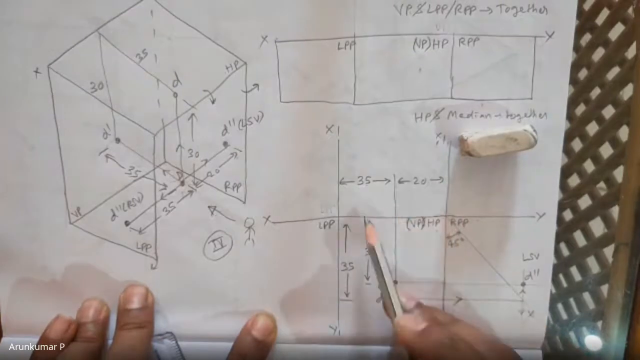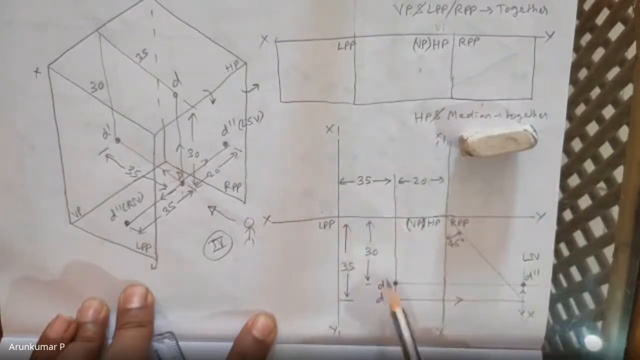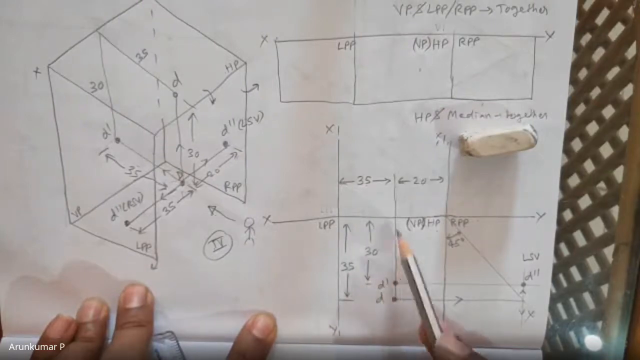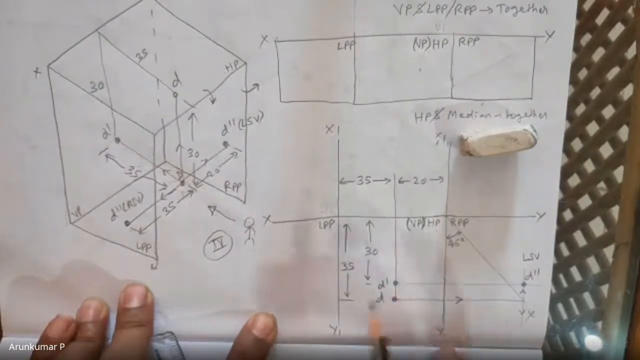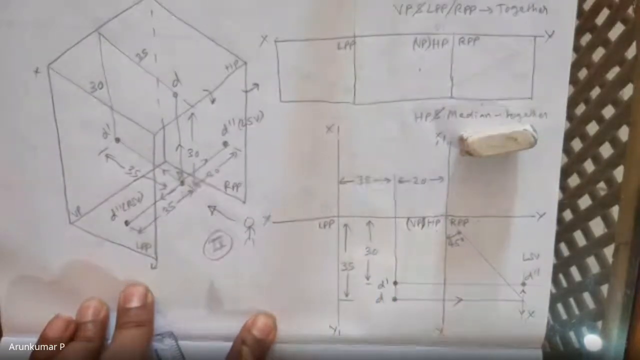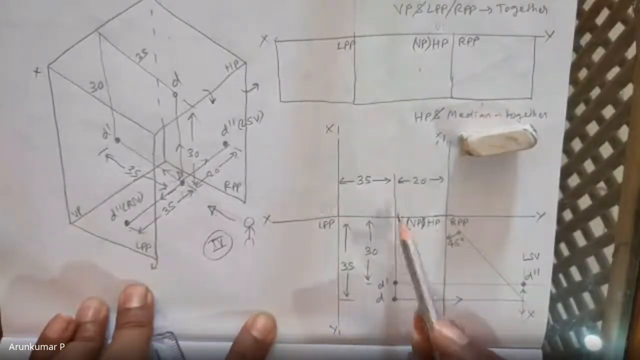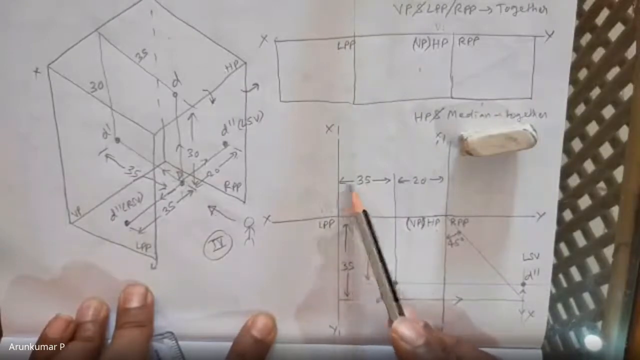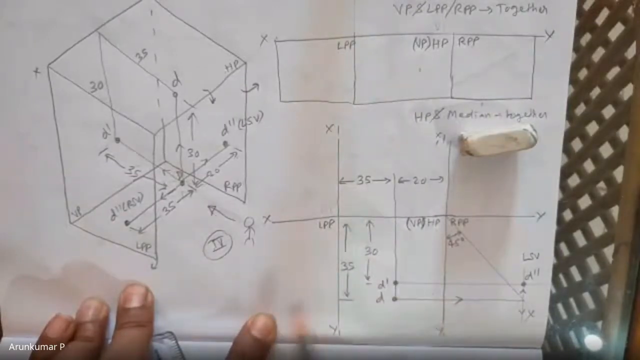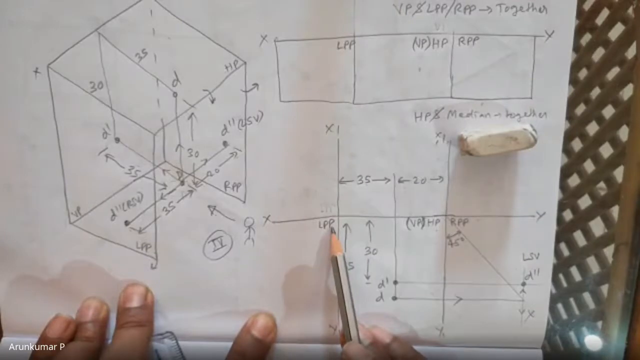So other things remain the same. You are going to get D dash and D at the same location only, 30 mm below XY line and 35 mm below XY line. There will not be any change. The only change will be you are going to draw this vertical projection line 35 mm from the X1 Y1, or from the left profile plane.